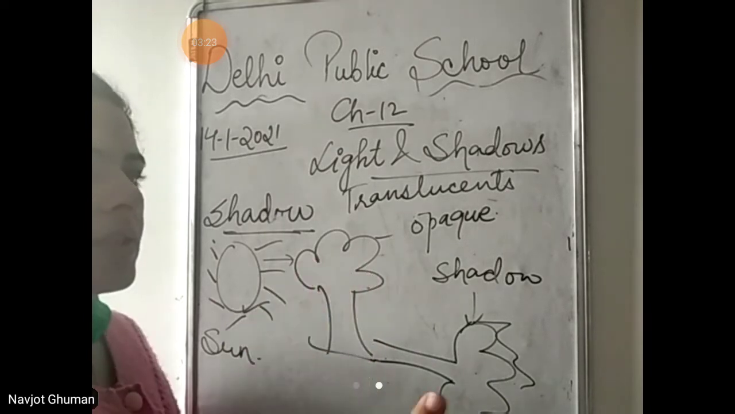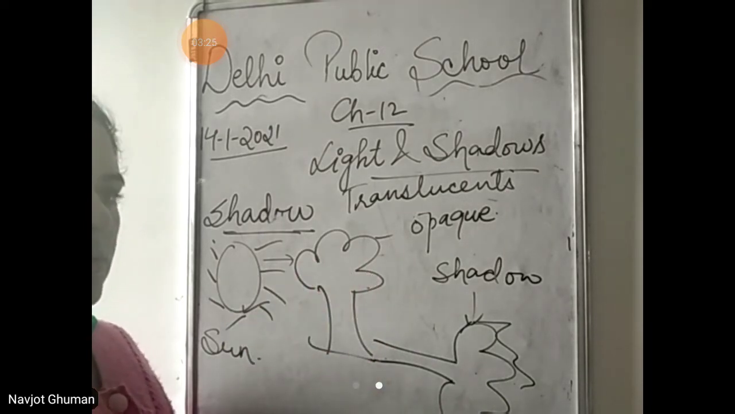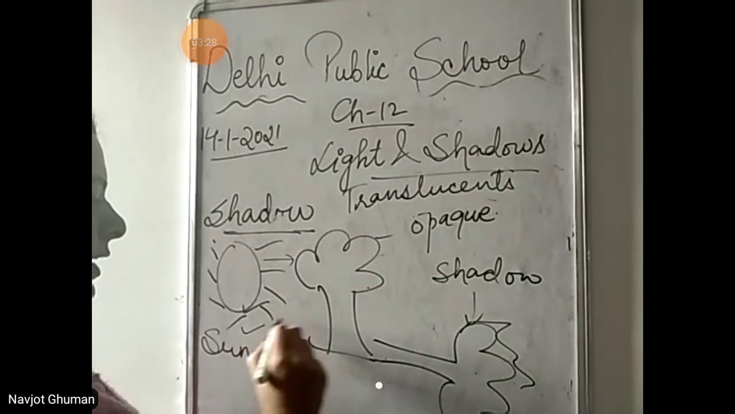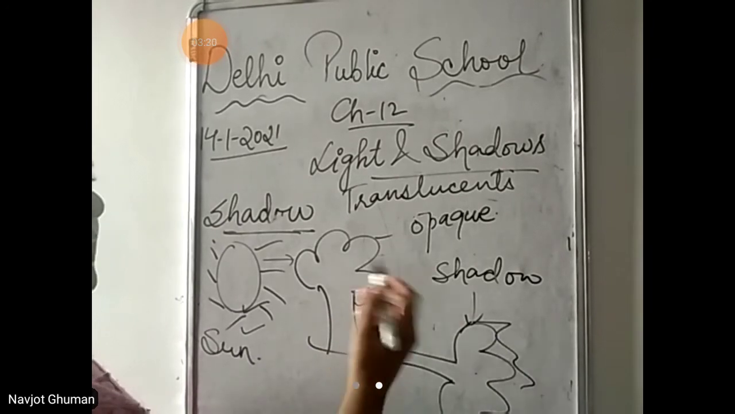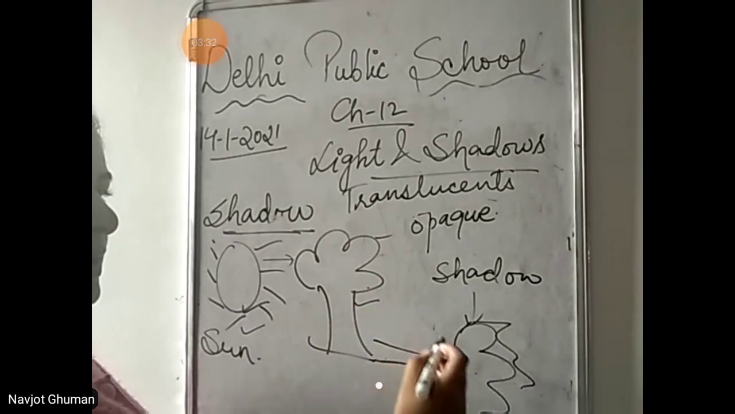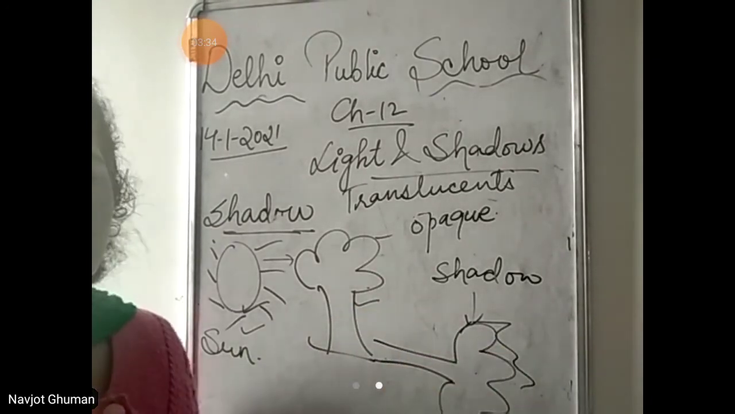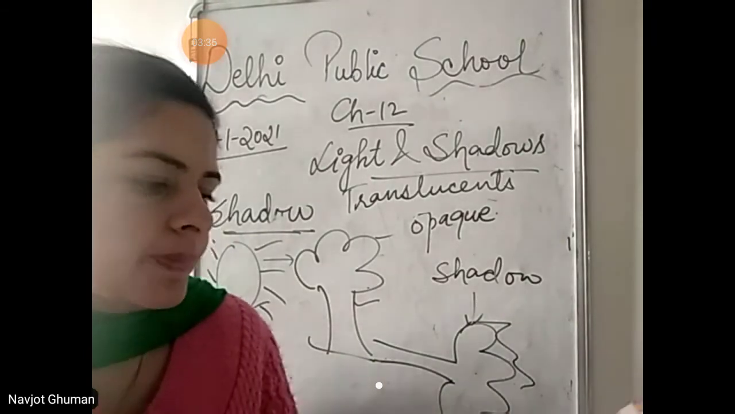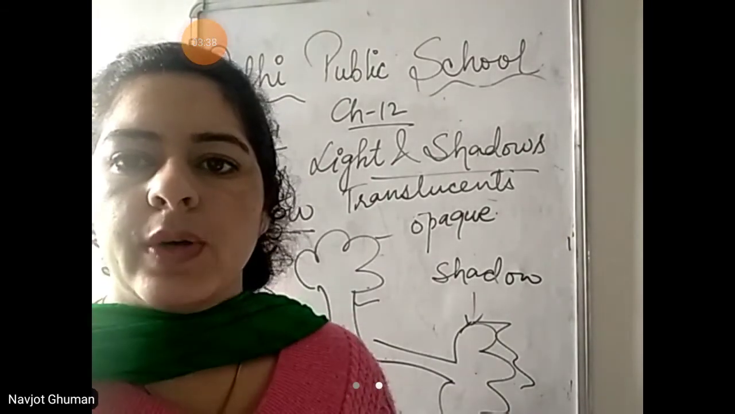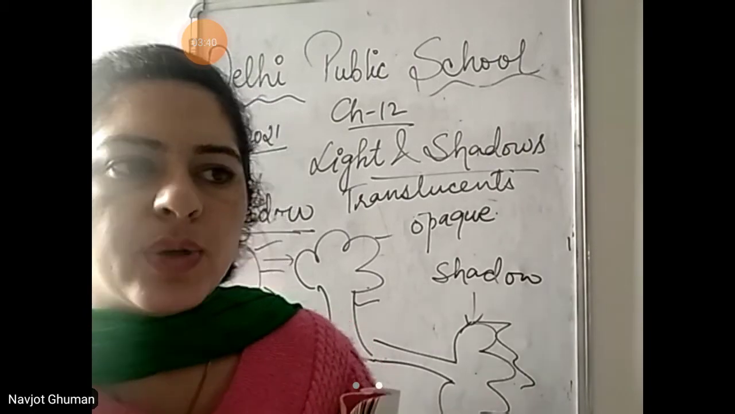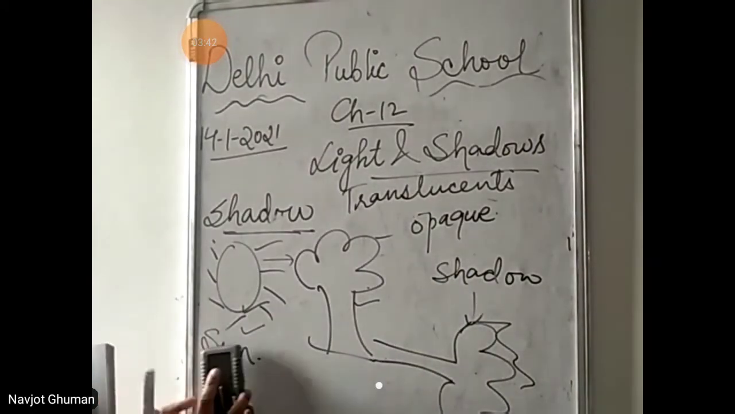So there are three things that are required for the formation of a shadow. One is a source of light. Second is an opaque or translucent object. And the third is the surface on which the shadow is formed. So this was about the shadow, how a shadow is formed.